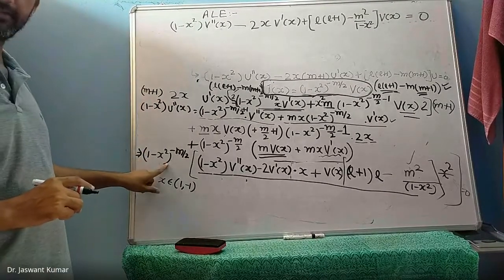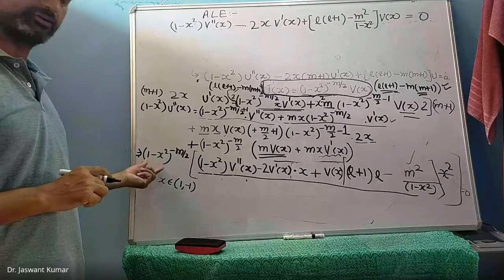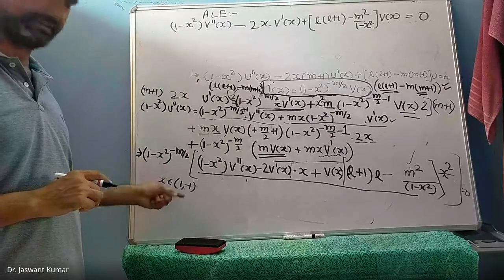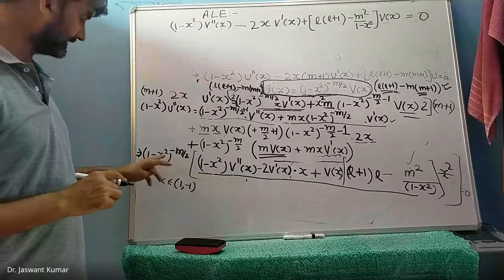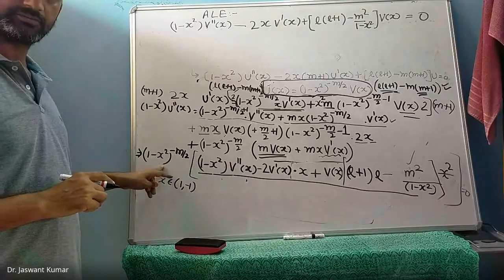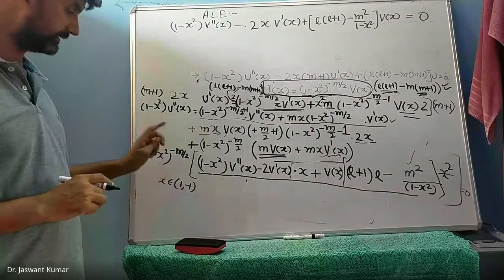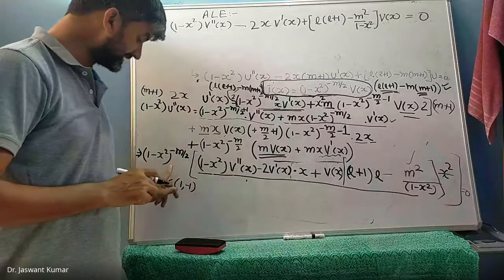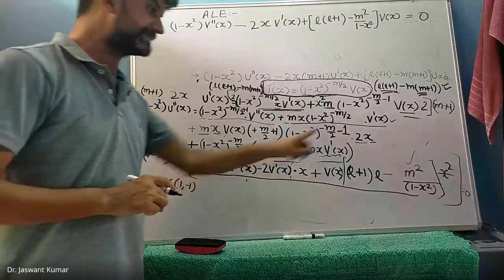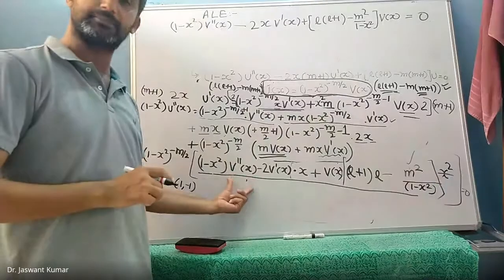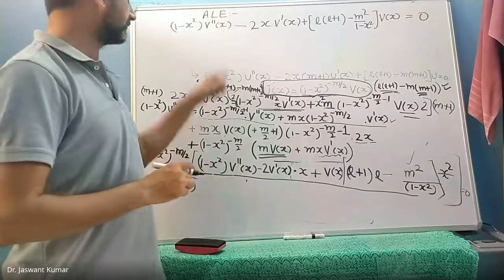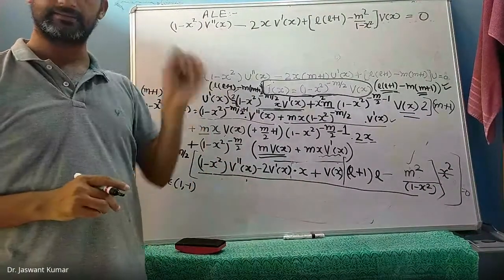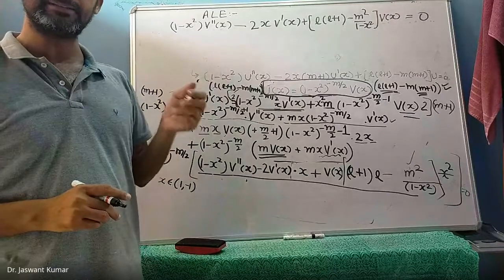From this equation, we have said that this term cannot be 0 in this particular open interval. If we ignore the boundaries, then this cannot be 0. So if this cannot be 0, then this into this equal to 0 implies this term will be 0. So if this is equal to 0, then this will be the condition. Happy everyone?